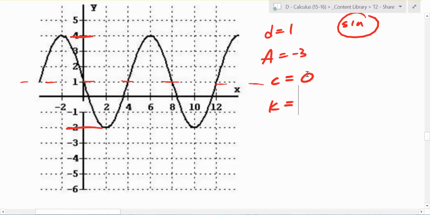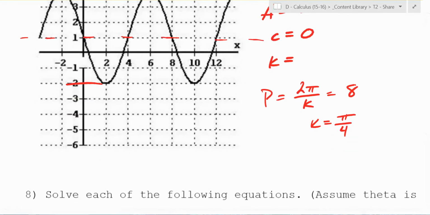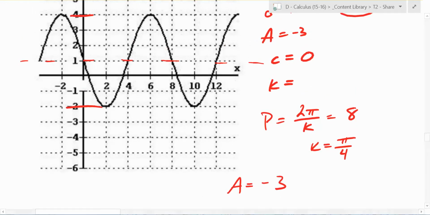How do we find the k value? Well, the period is 2 pi over k, right? Can you tell me what the period is on this? How long does it take to go around? 8. So 8 equals 2 pi over k. So k is going to be pi over 4. So can we build this? So we think a is going to be negative what? 3. Sine of pi over 4 times x minus 0 plus what?